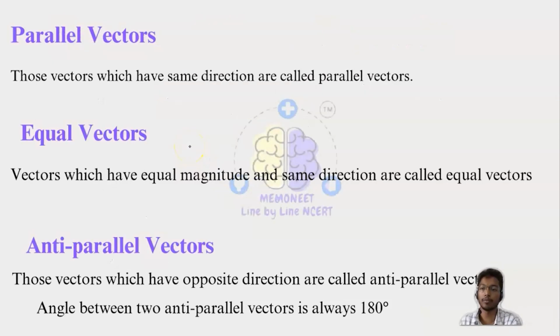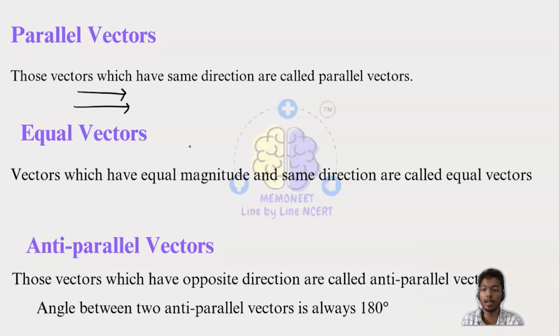Let's see the different types of vectors, that is, parallel vectors. Parallel vectors are the vectors which have the same direction. Let's say this is one vector and this is another vector. They are parallel to each other, so these are parallel vectors.